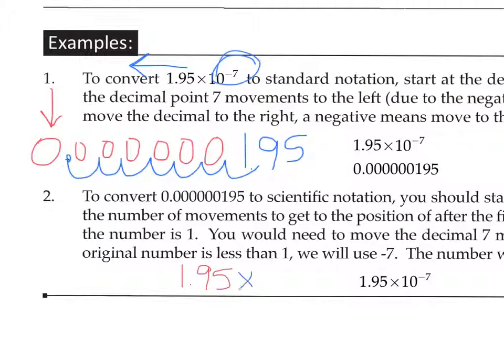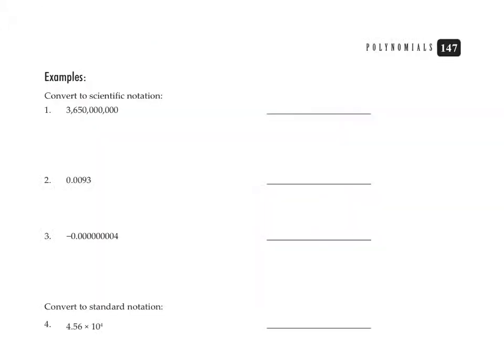And this is going to be times some power of 10. We know, since this is a decimal number, this should be a negative exponent. And how many places did we move the decimal? We moved it 1, 2, 3, 4, 5, 6, 7 places. So there we go, 1.95 times 10 to the negative 7. So let's look at the examples on the next page.